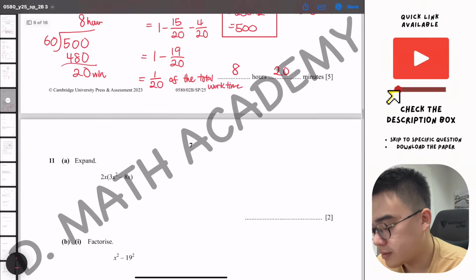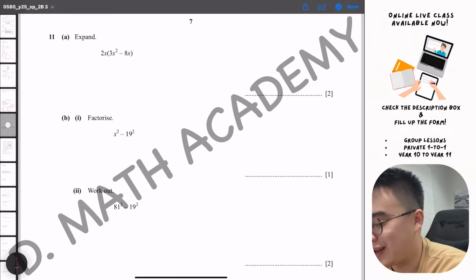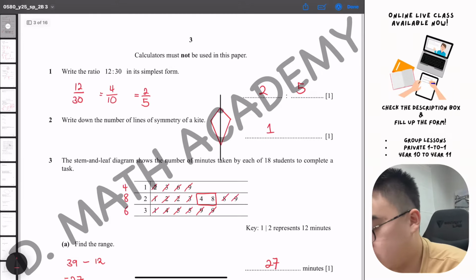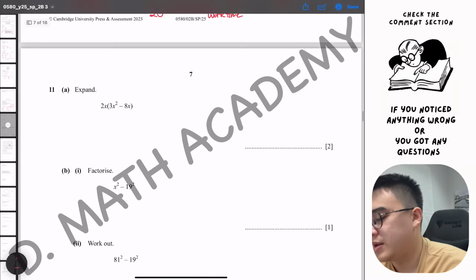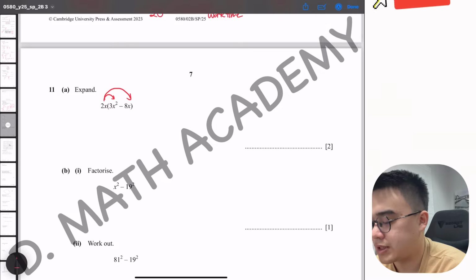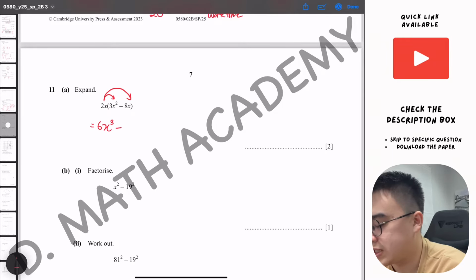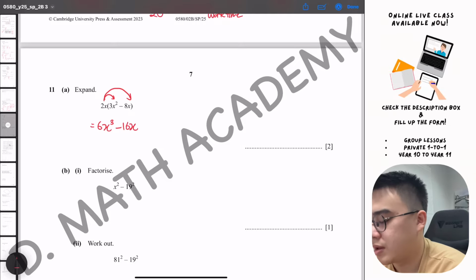Expand. My favorite because it's going to be quick and simple. Please take note that the 2x will be multiplied into both of them to be fair. That's how you get 6x cubed and also 16x squared. Once you multiply it out, you're done.